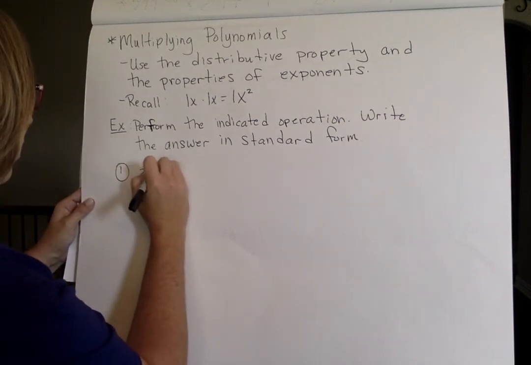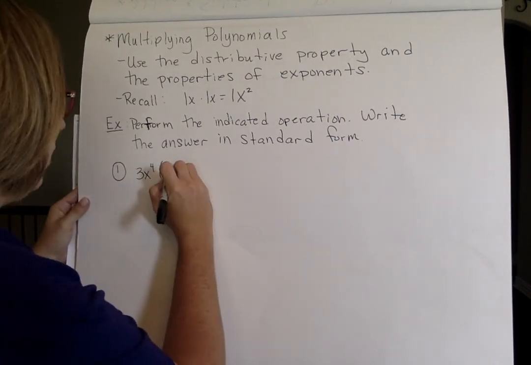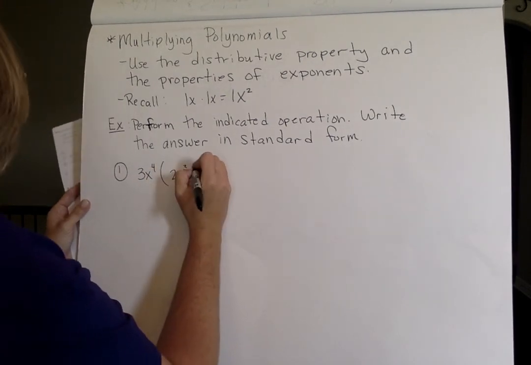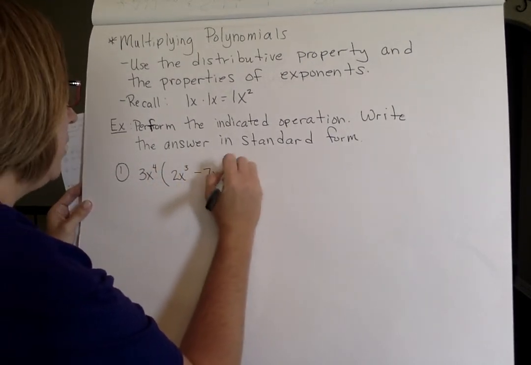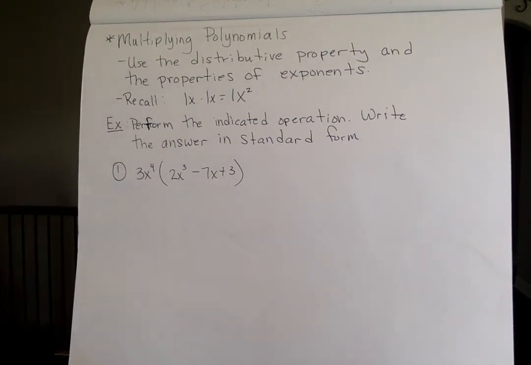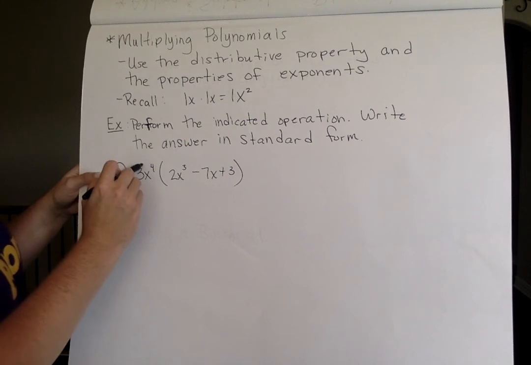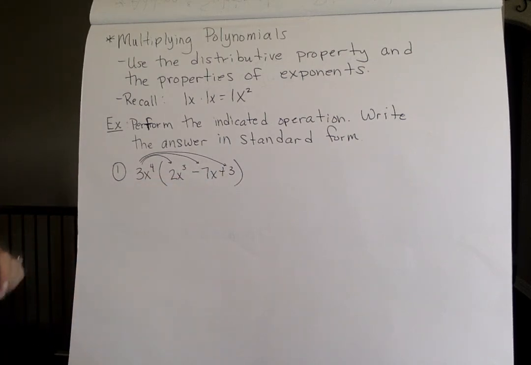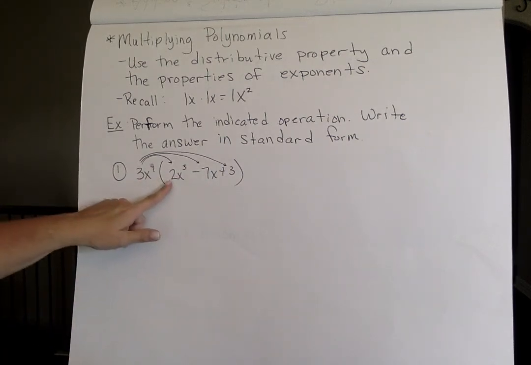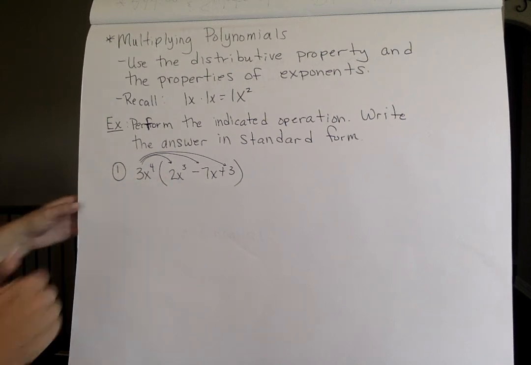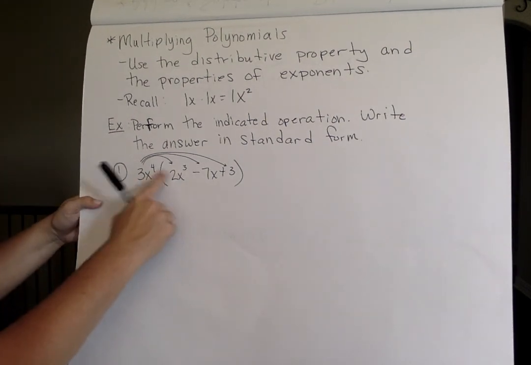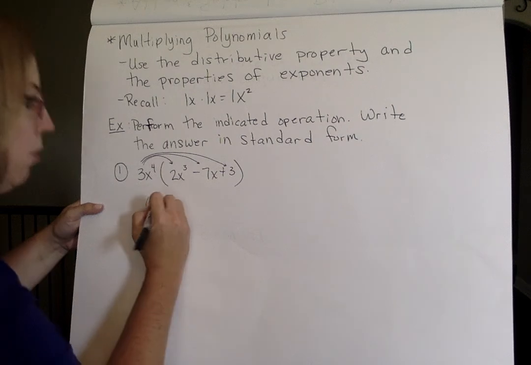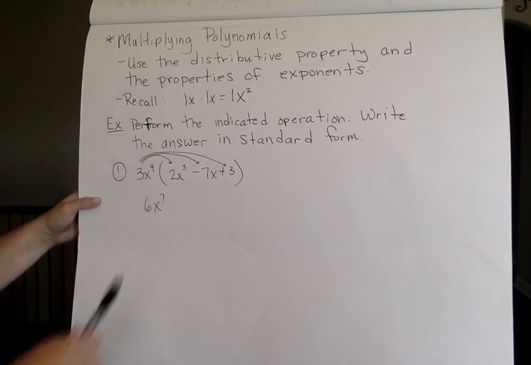3x to the fourth times 2x cubed minus 7x plus 3. Okay, so we're going to distribute, or remember that means we're going to give to everything inside the parentheses by way of multiplication. So 3x to the fourth times 2x cubed. 3 times 2 is 6. X to the fourth times x cubed. We add those exponents, so we get x to the 7th.